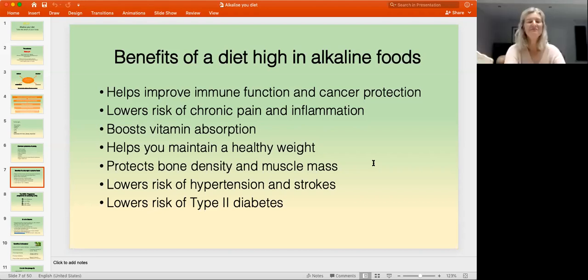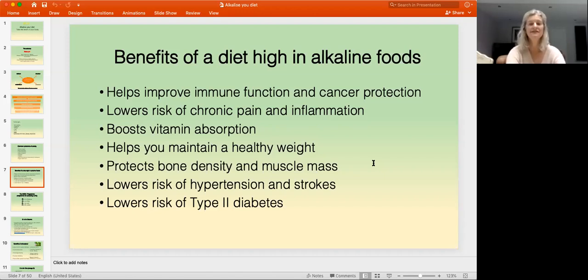No. So yeah, it helps improve immune function. Benefits of a diet high in alkaline foods: cancer protection. Lowers our risk of chronic pain and inflammation. We're not depleting our magnesium, we're not depleting our calcium, our levels are remaining as we want them. Boosts our vitamin absorption. Our gut is going to be a lot healthier if we're having a well-balanced diet. Helps you maintain a healthy weight.